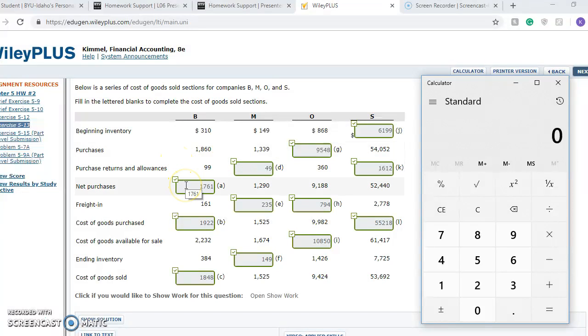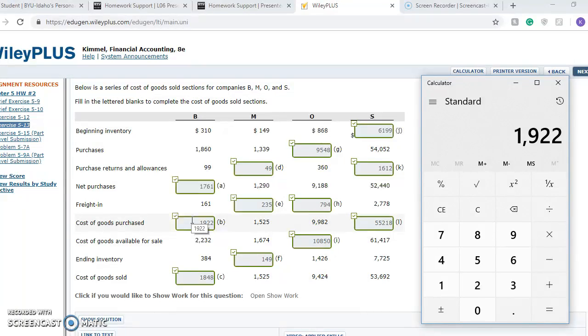So, net purchases. We know that net purchases is the difference of purchases and purchase returns and allowances. So, if you take purchases and take away 99, your purchase returns and allowances, you're going to get 1761. So that's your net purchases. Cost of goods purchased is going to be the sum of your net purchases and your freight in. So, over on our calculator, 1761 plus 161 gets us 1,922.